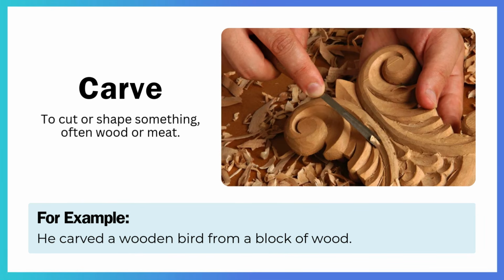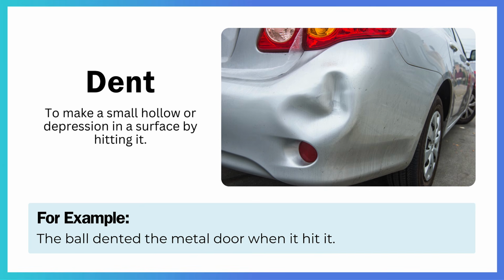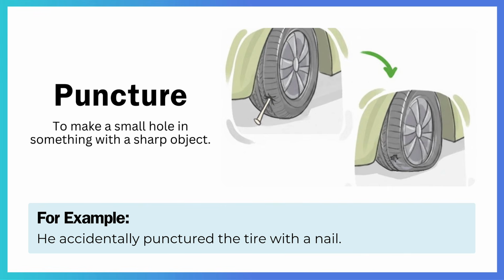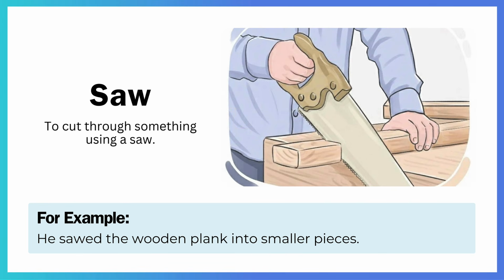Carve. To cut or shape something, often wood or meat. Dent. To make a small hollow or depression in a surface by hitting it. Puncture. To make a small hole in something with a sharp object. Saw. To cut through something using a saw.